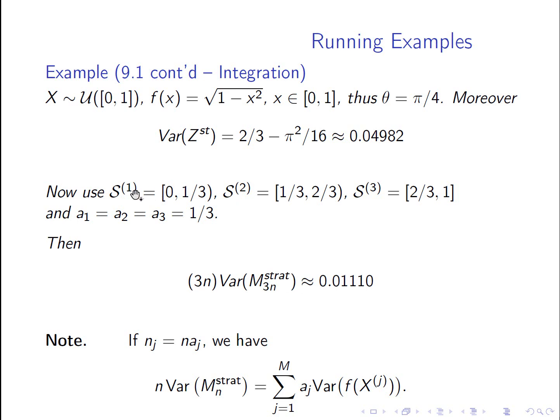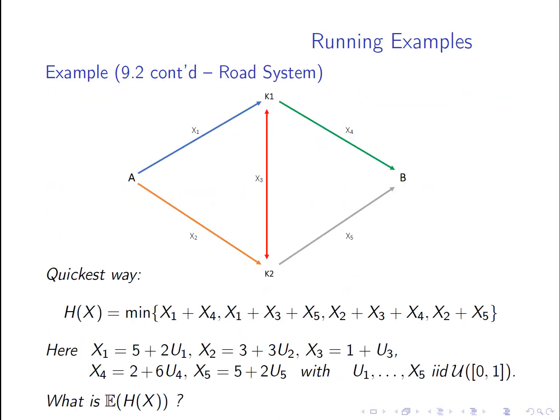So in S1, S2, and S3, we have equal numbers of repetitions, and that's the good allocation of randomness. Okay, next example, our road system. We want to go from A to B. The tracks are x1, x2, x3, x4, and x5. So we can go this way, x1 plus x4, x1 plus x3 plus x5, x2 plus x3 plus x4, and x2 plus x5. These are the ways, and the quickest way is the minimum of all of them.